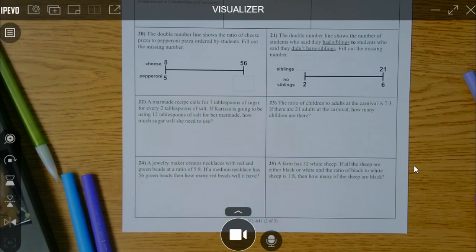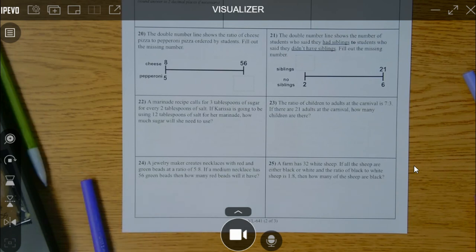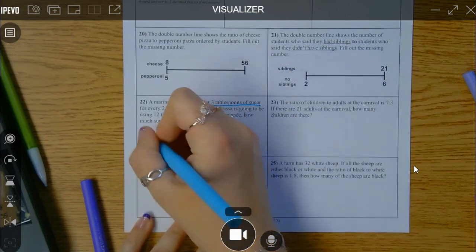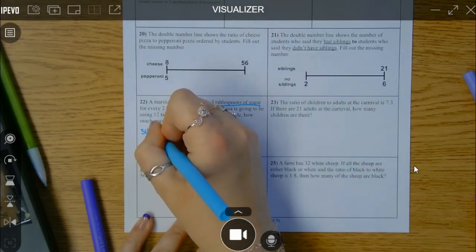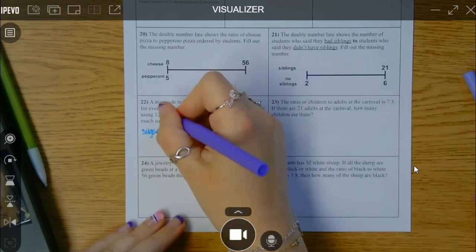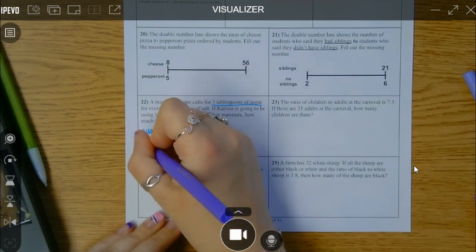It says a marinade recipe calls for 3 tablespoons of sugar for every 2 tablespoons of salt. So what are the two things that we're talking about first? Okay, well, we're talking about tablespoons of sugar. So I'm going to do sugar. To tablespoons of salt. So I'm talking about salt.